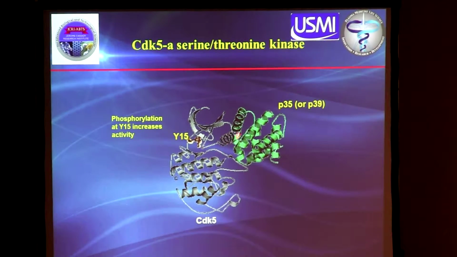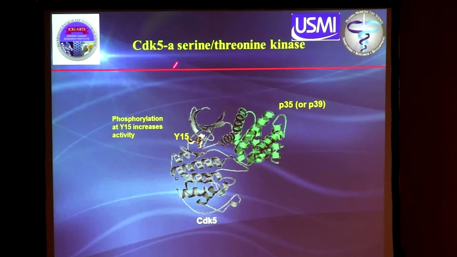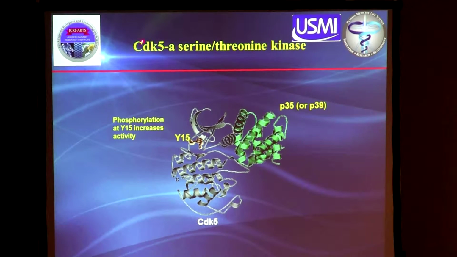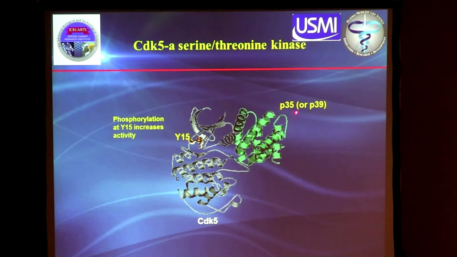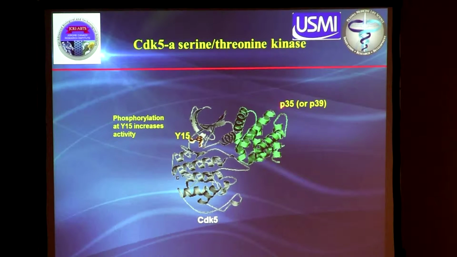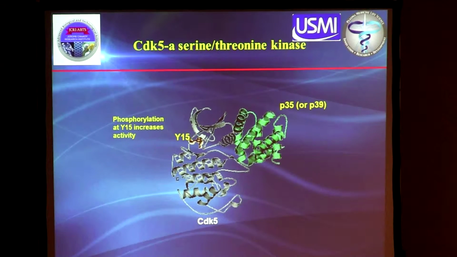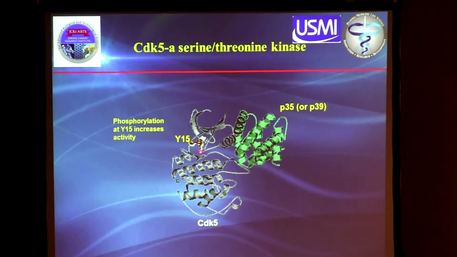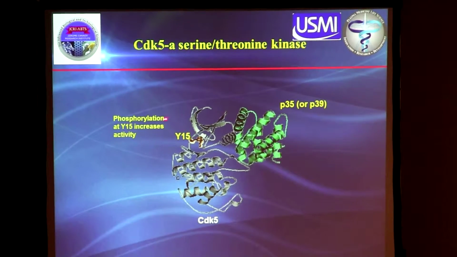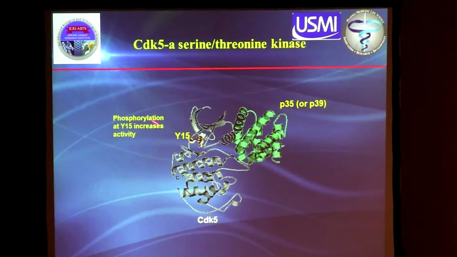This is a diagram showing CDK5, which is cyclin-dependent kinase 5, a serine-threonine kinase. On the right, you see P35, which is the active form of CDK5. When P35 is bound to CDK5, it activates the Y15 portion of this molecule, and the phosphorylation of Y15 is known to activate CDK5. So an active CDK5 can also be called Y15.